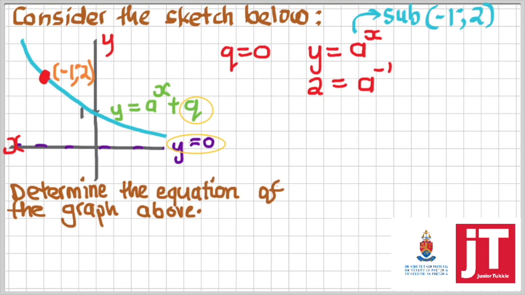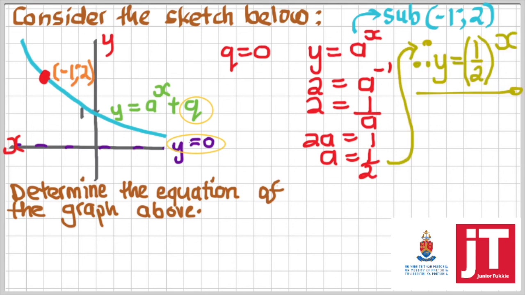Manipulating the a to the -1 into a positive exponent, we're going to have it as 2 is equal to 1 over a. Solving for a, we get 2a is equal to 1, and our a value gives us a half. And therefore, the equation of that exponential function is y is equal to half to the power x.